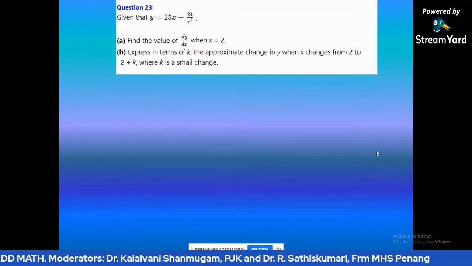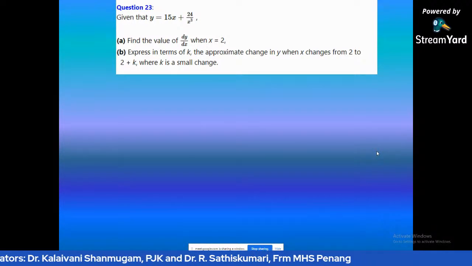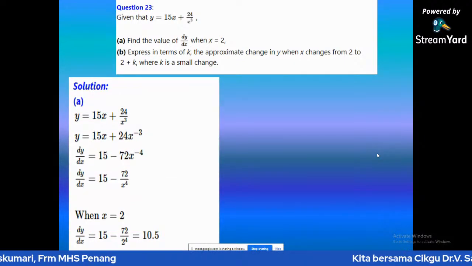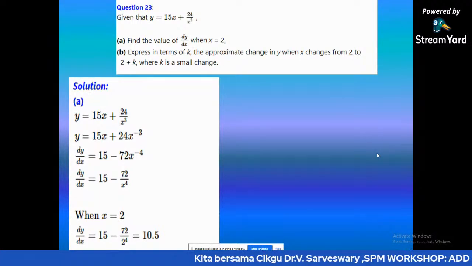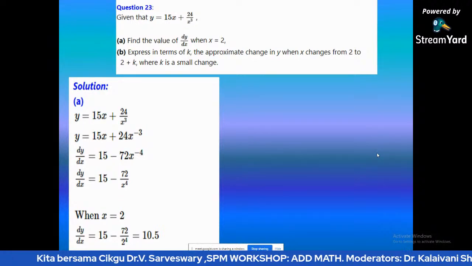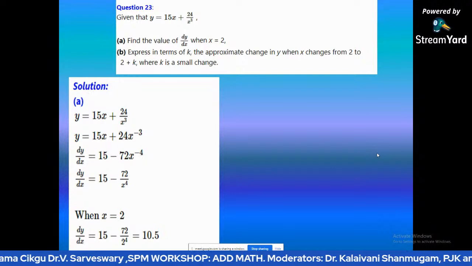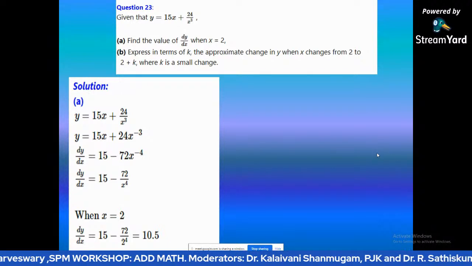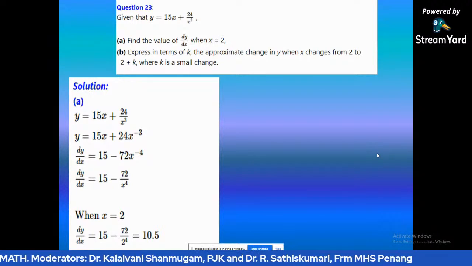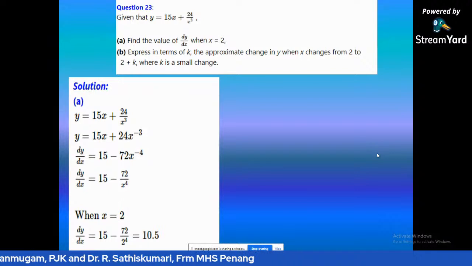For example, this question, these are past-year questions. Okay, find the value of dy dx when x equals 2. So the first one is very easy, just find dy dx. I can write this as 15x plus 24x to the power of negative 3. Find your dy dx, simplify: 15 minus 72 divided by x to the power of 4. I think this one is no problem for you. Then substitute the value of x equals 2. You get your answer, dy dx is 10.5. Okay, 2 marks. You find your dy dx, 1 mark. Okay, dy dx equals 10.5, 1 mark.